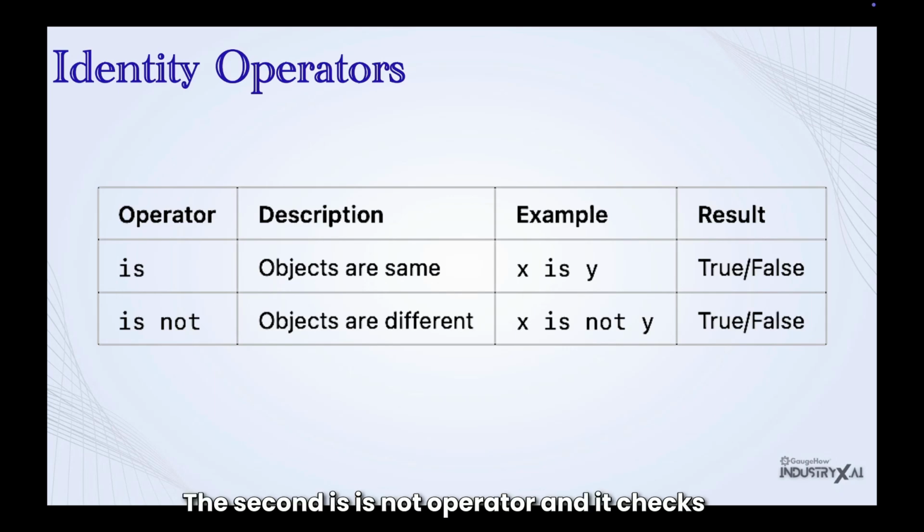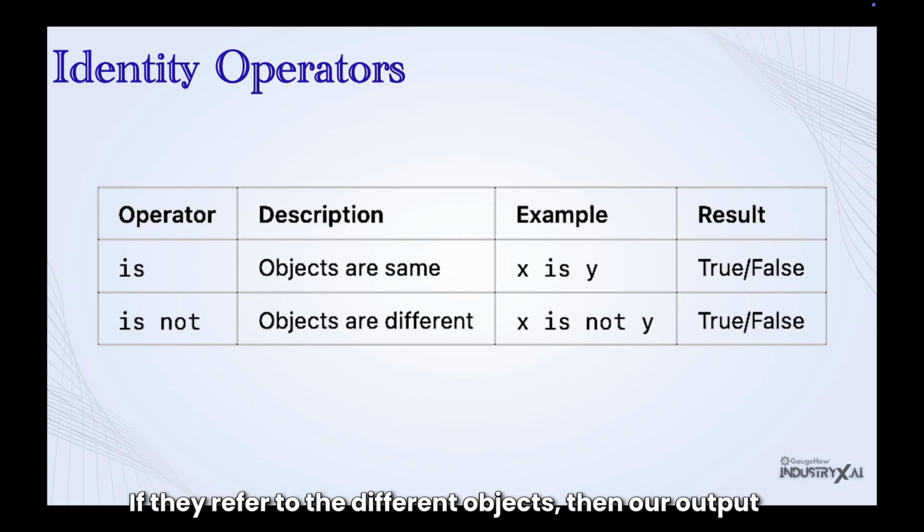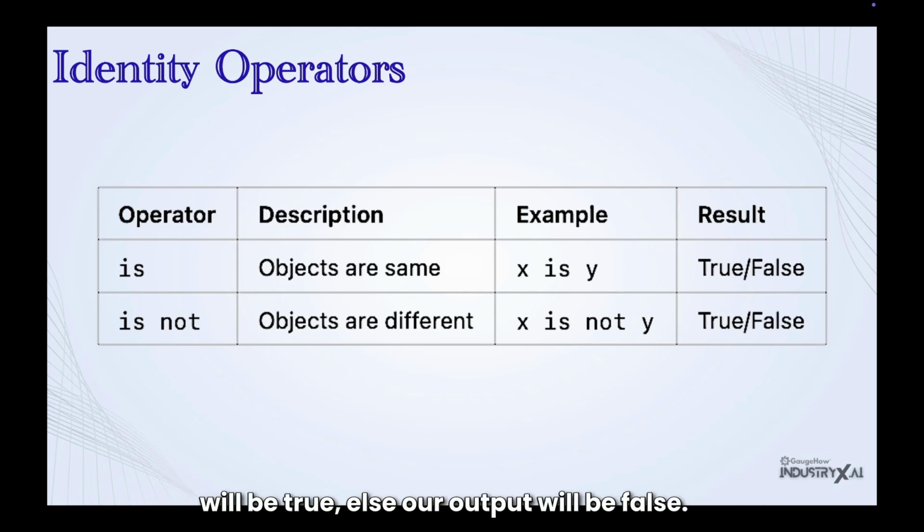The second is the is not operator, and it checks if two variables reference different objects or not. If they refer to different objects, then our output will be true, else our output will be false. So you can see over here again, these identity operators will give us the output in Boolean data type only. That means it will be either true or false.